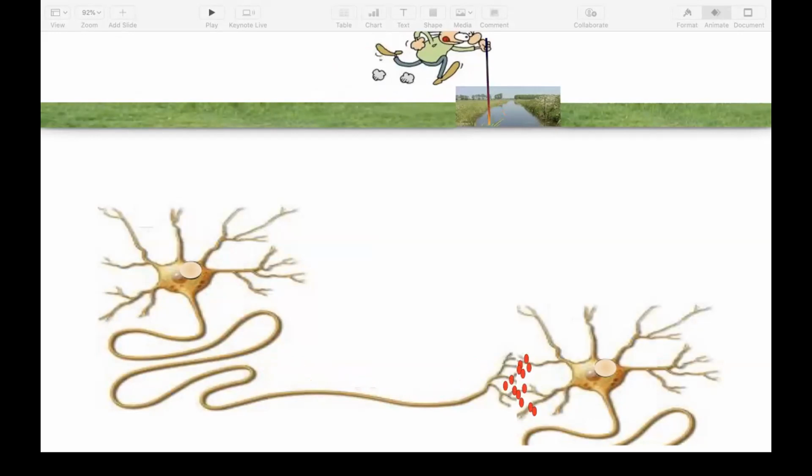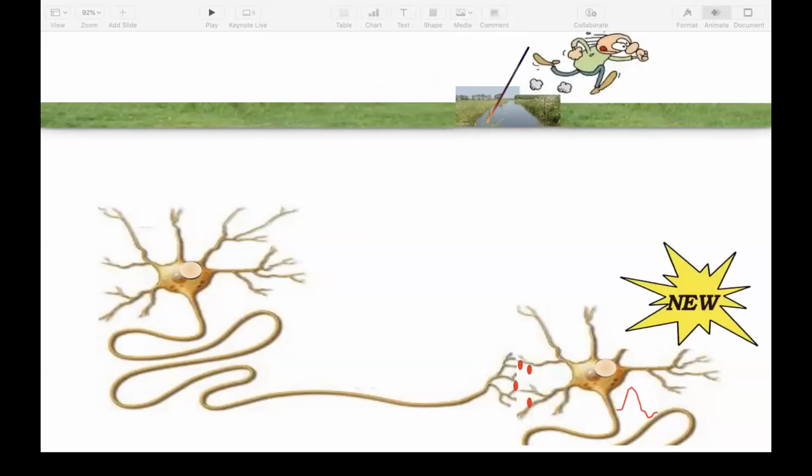But if neurotransmitters are excreted in the way they should be, and there is sufficient input, excitatory input, for instance, at the receiving neuron, then eventually this neuron will also generate an action potential. This is basically what neurons are designed for.